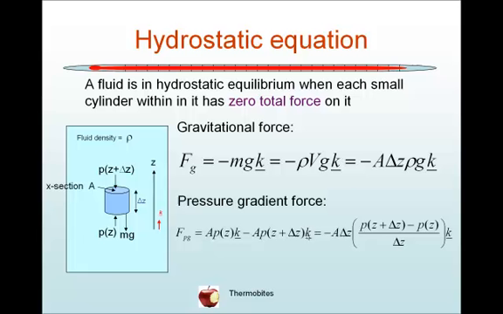We then take out a factor of minus A delta Z in common with our expression for the gravitational force, and so we have to, inside the brackets, have a delta Z on the denominator. And because we've taken out the minus sign, that rearranges the two terms, so we now have P of Z plus delta Z minus P of Z, over delta Z. And in a minute we'll take the differential limit and see what that produces.